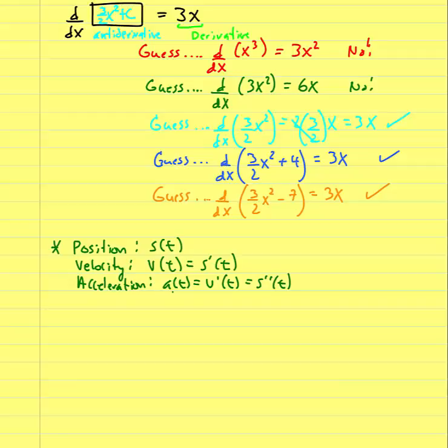But the question is, what if you weren't given position? What if you were given acceleration? What would we do? So what if you're given acceleration?